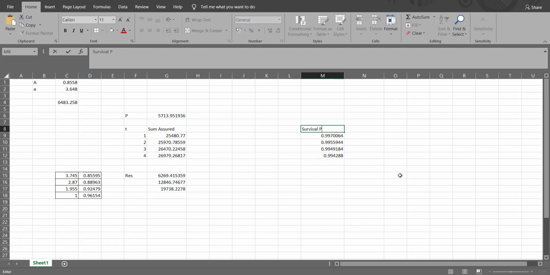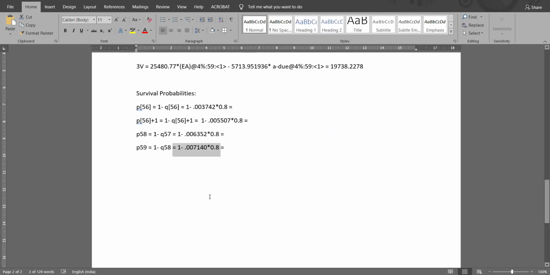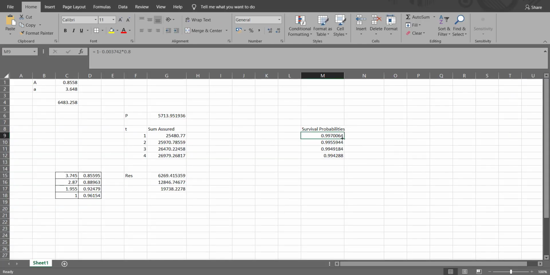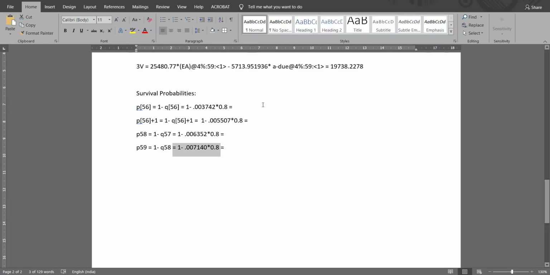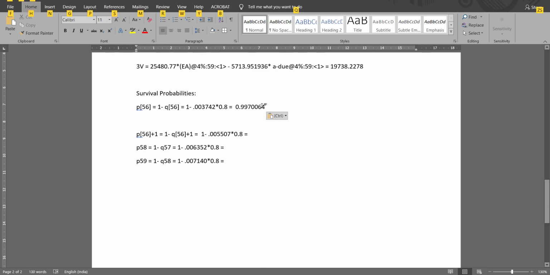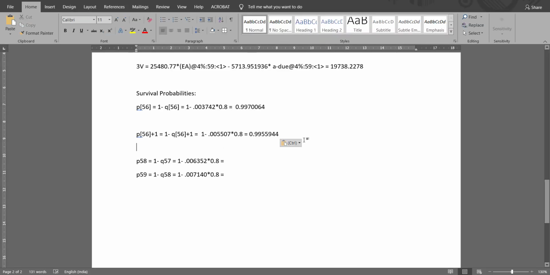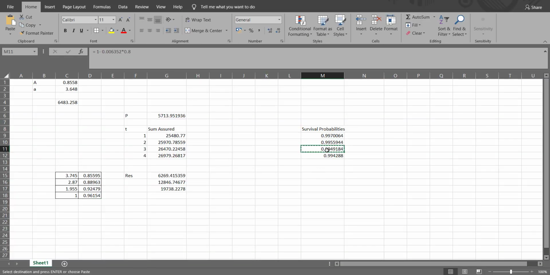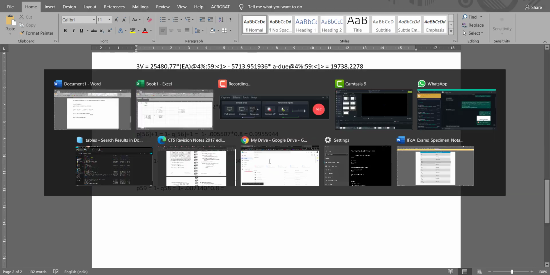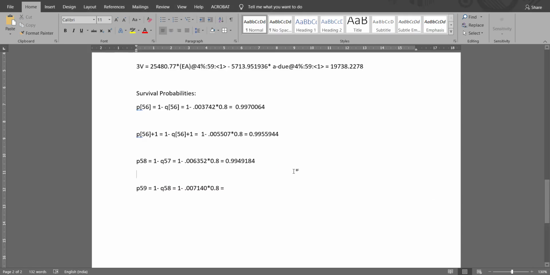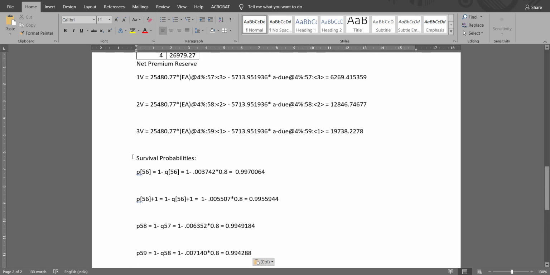Survival probabilities. Okay, so these are your survival probabilities, and these you can actually put back here. So you just copy this and you paste it here. The first one, second one, third one, fourth one. Now you have found out the survival probabilities.